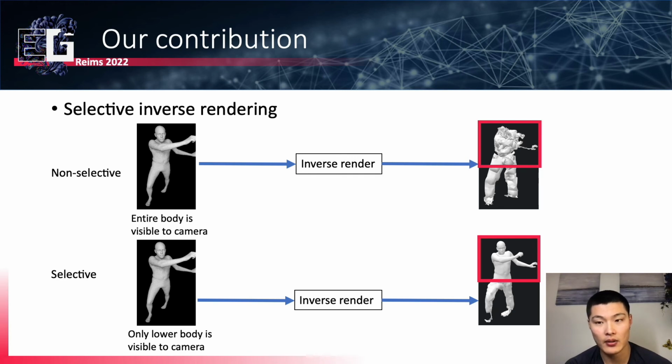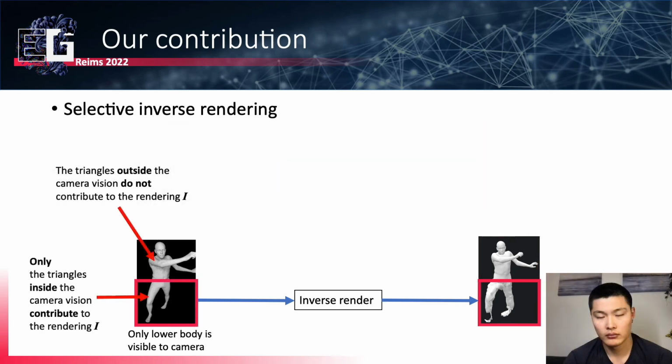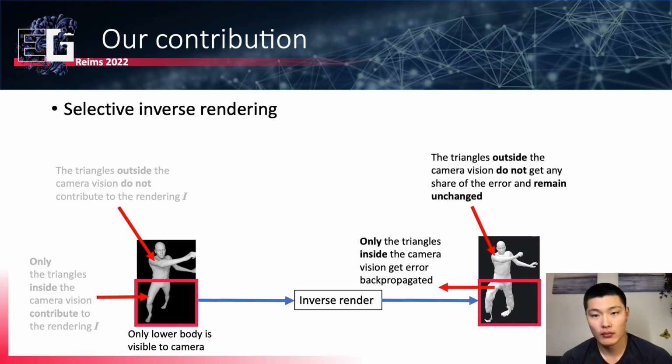By selectively rendering only the lower body during the optimization, the lower body alone has changed while the upper body has remained untouched. In theory, this is possible because of how the rendering algorithm works. By definition, a part of the model that is not visible in the rendering camera does not contribute to any pixel in the rendered image. Conversely, only the parts that are visible in the rendering contribute to the image. Therefore, parts that are not visible in the rendering get no share of the error and remain unchanged, while only the parts that do contribute change due to backpropagated error.